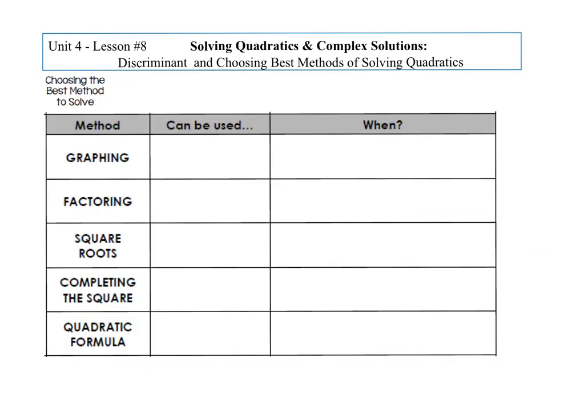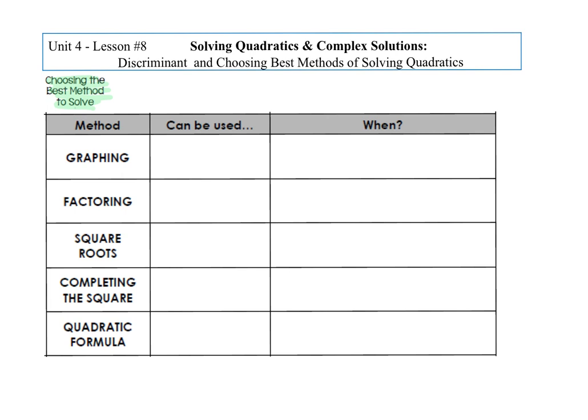All right, on this next part of your notes, we are talking about choosing the best method to solve a quadratic equation. So we're right here, choosing the best method. Now, our 5 methods are graphing, factoring, square roots, completing the square, and quadratic formula. Now, when can each of these methods be used? When can graphing be used? Can it be used? This is asking if it can be used sometimes, always, or never.